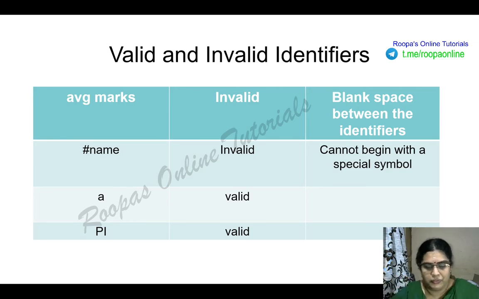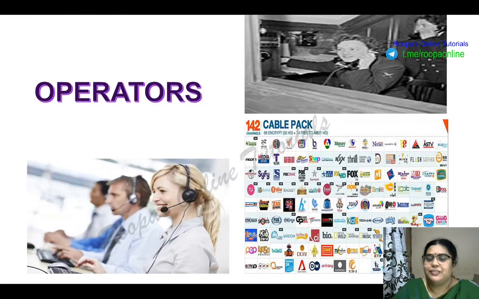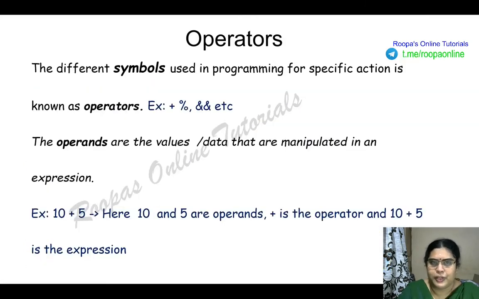Okay, now we will go to the next token, that is operators. You can see in the picture, we have a telephone operator, mobile operator, the cable pack. Yes, that's what comes to our mind when we say operators. But here we are not talking about those operators. We are going to talk about all the symbols that we use.